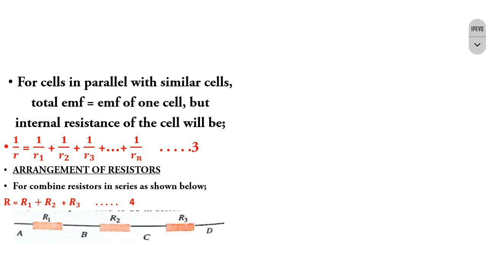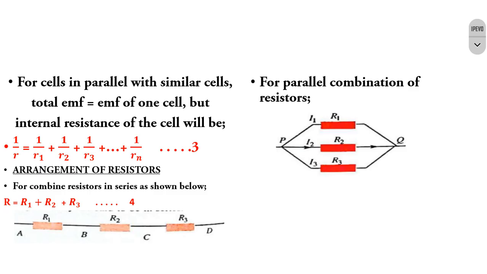So look at this figure here below. It shows us a series arrangement of resistors, how it looks. As we continue, we are going to solve problems so you really get an understanding of what I'm trying to say. For a parallel combination of resistors, this is how it looks. And this is the mathematical expression if you are asked to find the equivalent resistance of that arrangement. Then you use equation 5.